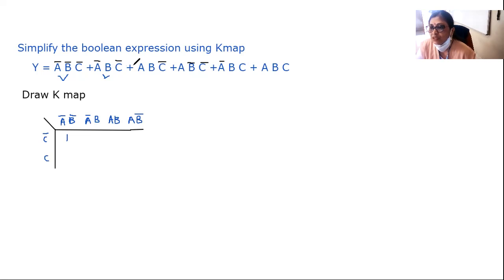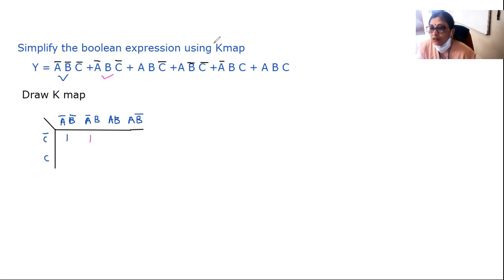Okay, let us use different colors so that you will understand which term is for what. So I will use a different color for this. So A bar, B, C bar. So this one corresponds to this. Okay, what is next? A, B, C bar. So this is A, B and C bar.